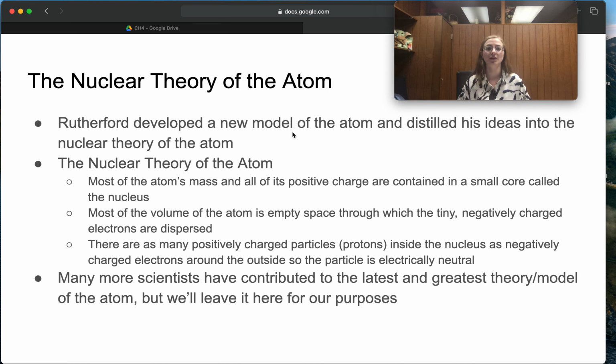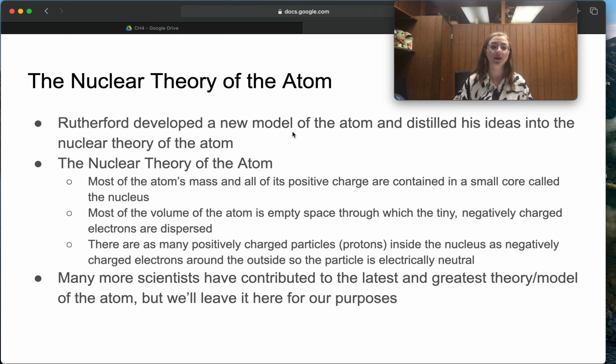So Rutherford developed the nuclear theory of the atom once he figured out that he wasn't actually proving the plum pudding model correct. He was going to put his own idea forth. Therefore, if the plum pudding model wasn't correct, this is what an atom is. This is the nuclear theory of the atom.